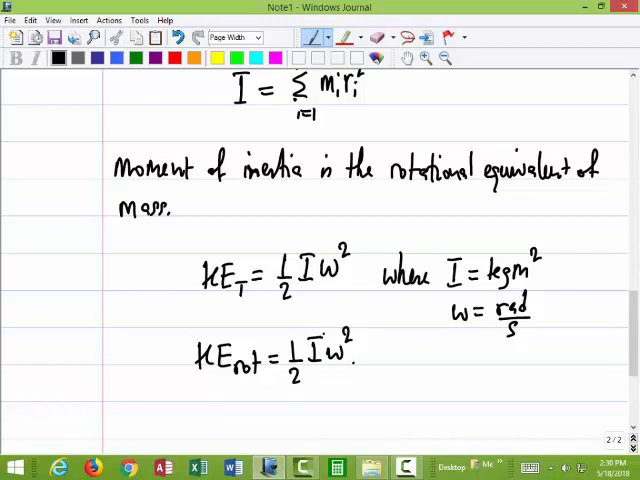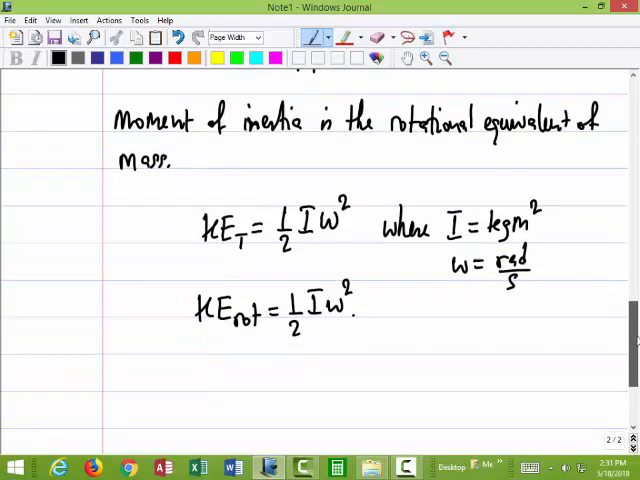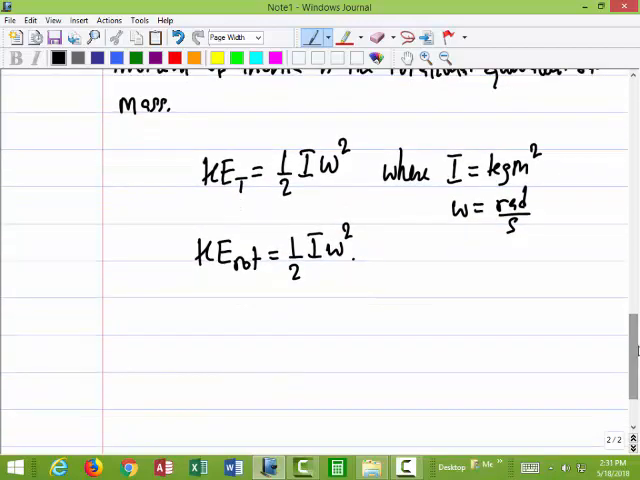If the object has both rotational as well as translational kinetic energy, then we just include the translational portion of the kinetic energy, and that will give us the total kinetic energy of the object as it rotates as well as translates. And if during rotation the object moves up, then we can include the potential energy, and that will give us a total mechanical energy for the system. So let's look at that.